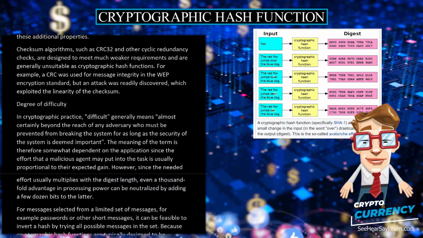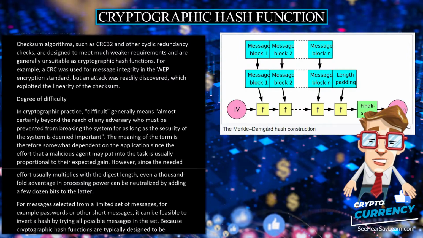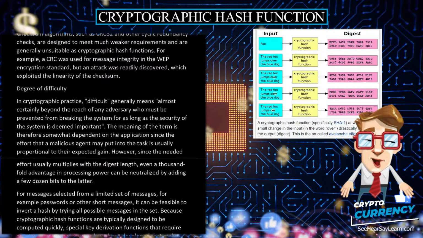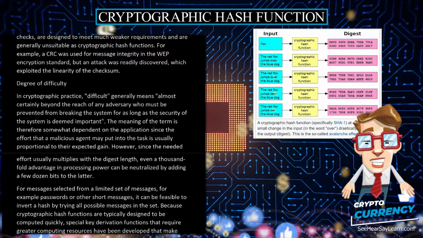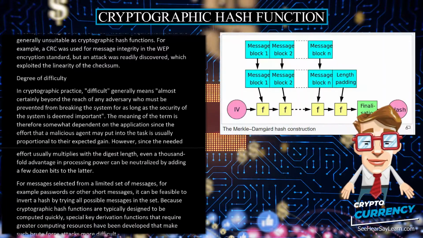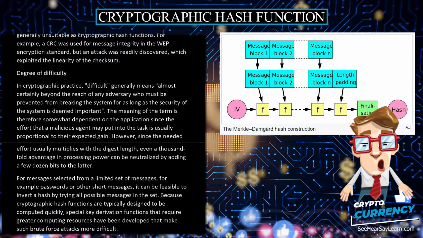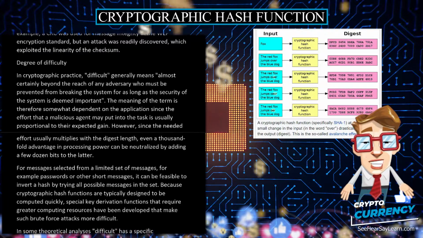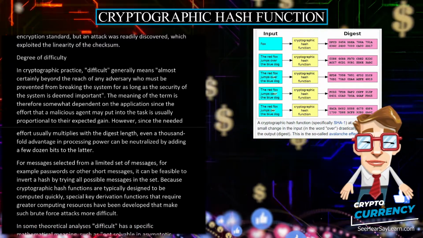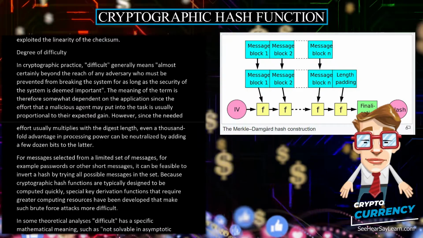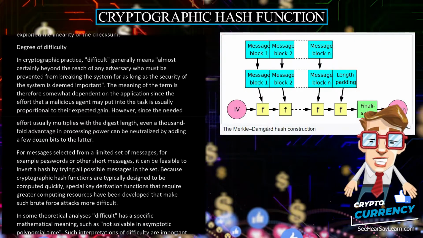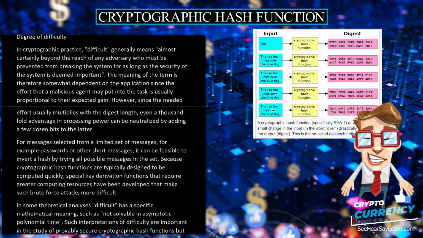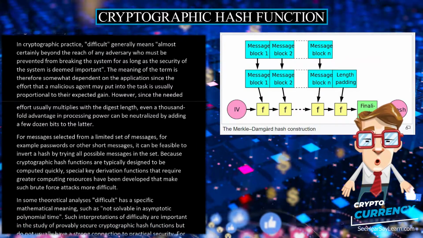Degree of difficulty. In cryptographic practice, difficult generally means almost certainly beyond the reach of any adversary who must be prevented from breaking the system for as long as the security of the system is deemed important. The meaning of the term is therefore somewhat dependent on the application, since the effort that a malicious agent may put into the task is usually proportional to their expected gain. However, since the needed effort usually multiplies with the digest length, even a 1,000-fold advantage in processing power can be neutralized by adding a few dozen bits to the latter.